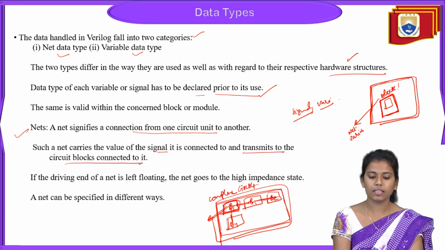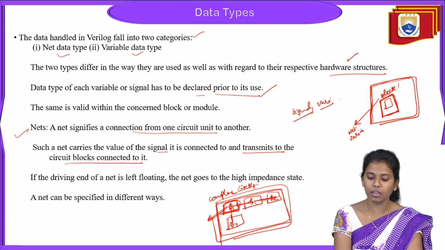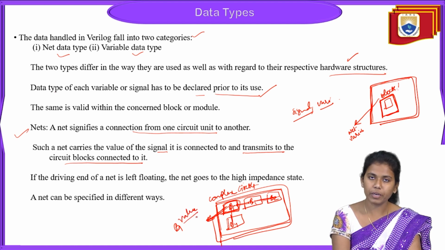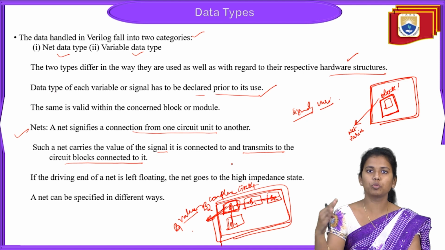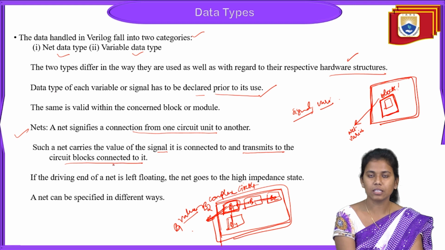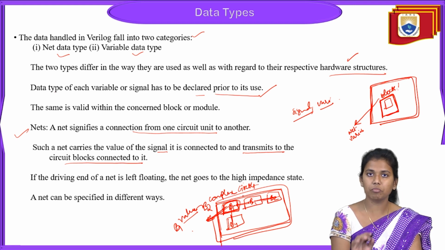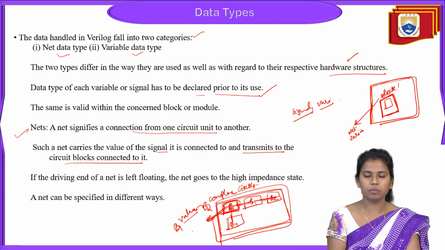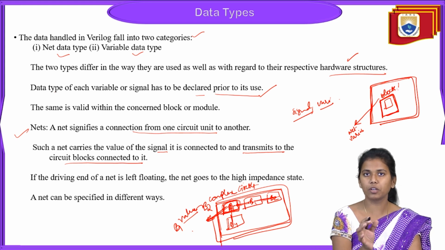So here it is saying that the net carries the value of a signal. For this particular B1, it carries some value of a particular signal, and this value will be connected to B2, and it transmits from B1 to B2, B2 to B3, B3 to B4, B4 to B5, and so on. So the net carries the value of the signal of one particular block to be transmitted to the other blocks, other circuits, which are connected to it.